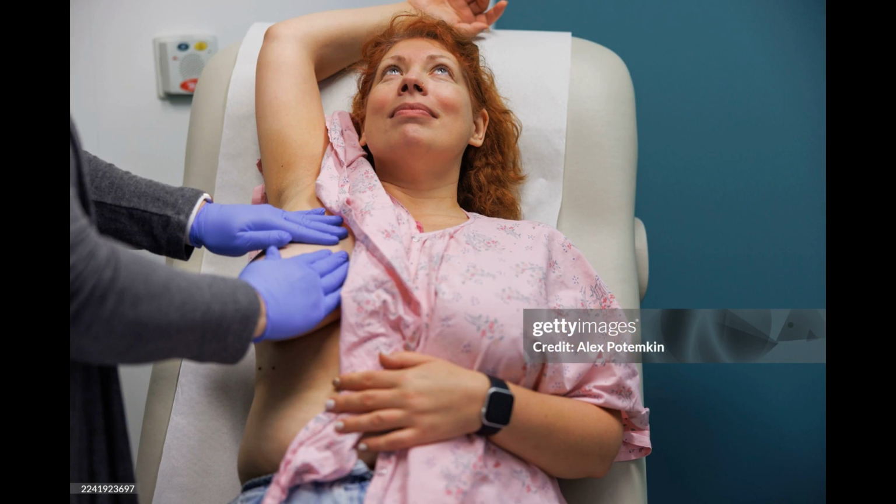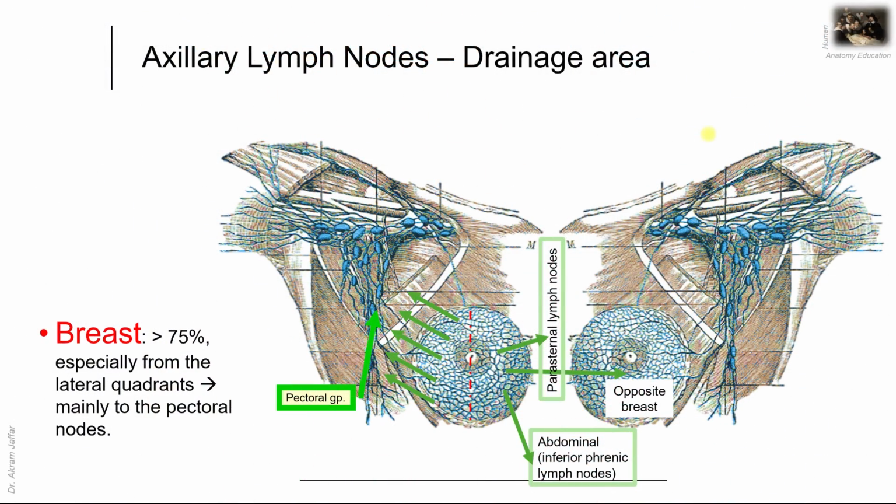Physical examination of axillary lymph nodes is very important in cases of a mass in the breast because more than 75% of the lymphatic drainage of the breast, especially from the lateral quadrants, lateral side of the breast, will go to the pectoral group of axillary lymph nodes, and then, as we know, this group will drain to the central group and then to the apical group, and then from the apical group it drains to the subclavian lymph trunk. Now, what about the remaining 25% of the lymphatics of the breast?